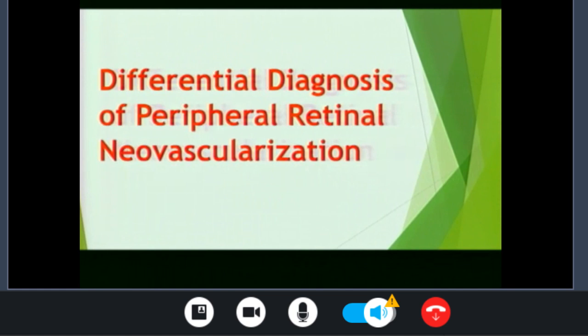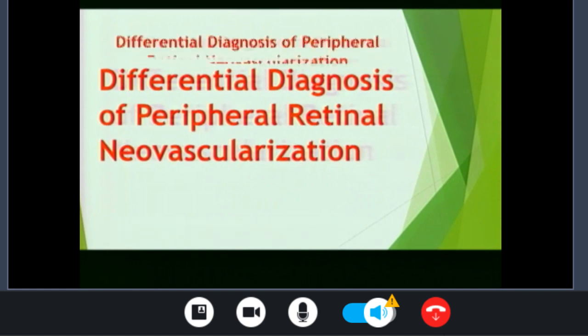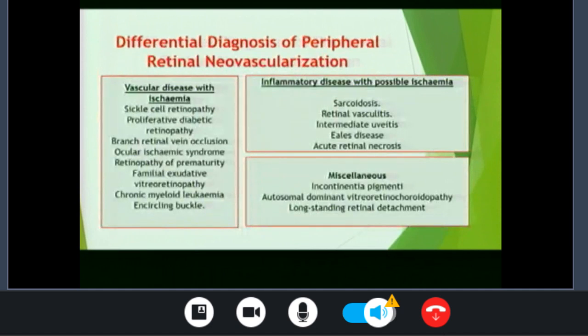So, what's the differential diagnosis for peripheral retinal neovascularization? It's a wide differential. We can divide it into major entities: vascular ischemia, inflammatory ischemia, and miscellaneous. So sickle-cell retinopathy, proliferative diabetic retinopathy, PRVO, ROP and ocular ischemic syndrome. Also the inflammatory entities, which include sarcoidosis and retinal vasculitis.